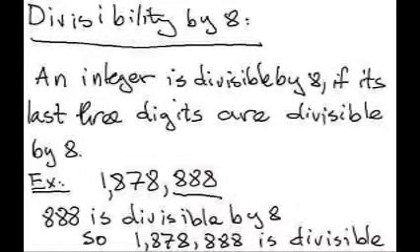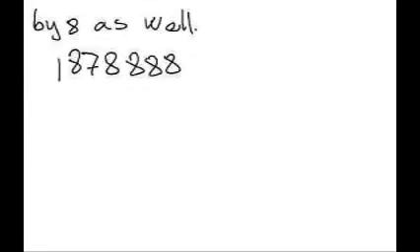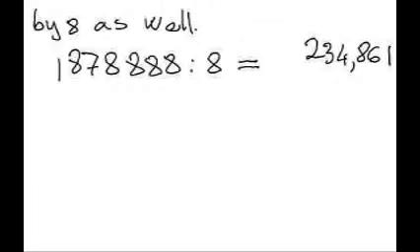In fact, it turns out that if we take 1,878,888 and divide it by 8, we get 234,861. So when we divide 8 into this big number, the remainder is 0.